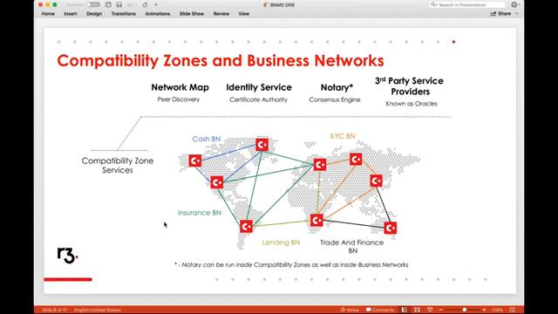Would you mind redesigning this slide by representing something that's close to reality in terms of what you have today? I mean, a couple of compatibility zones and a couple of business networks, and how do you see them interacting today?